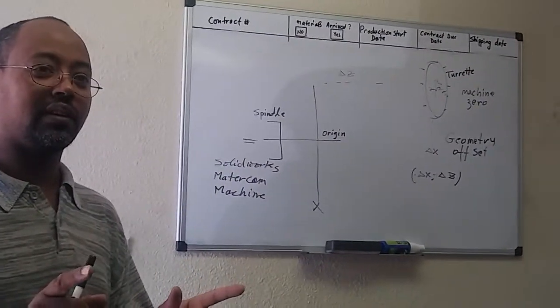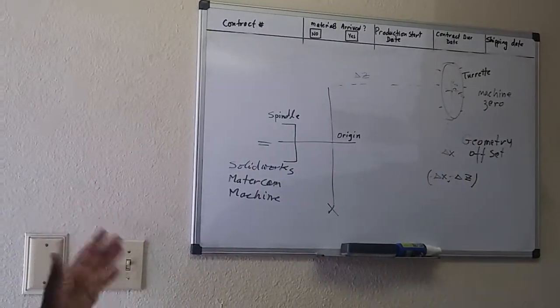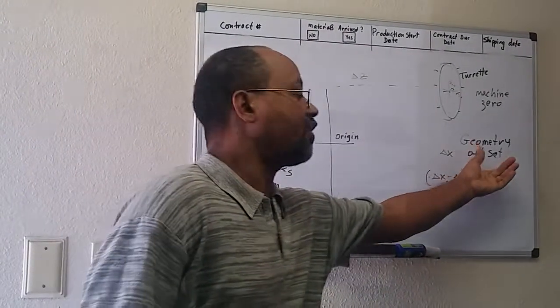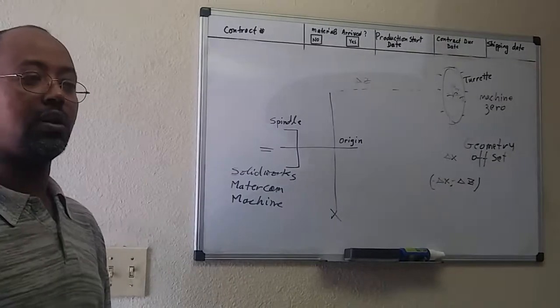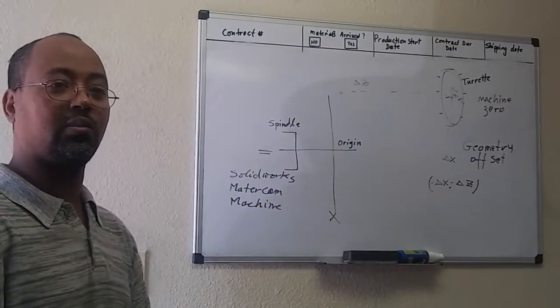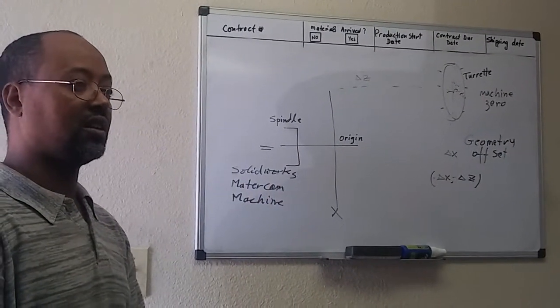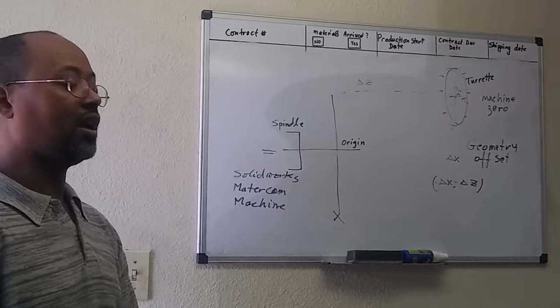Are we clear here? Do you have any confusion why we need the offset geometry? What's the purpose of the offset geometry? Can someone tell me? English or however you want to do it.